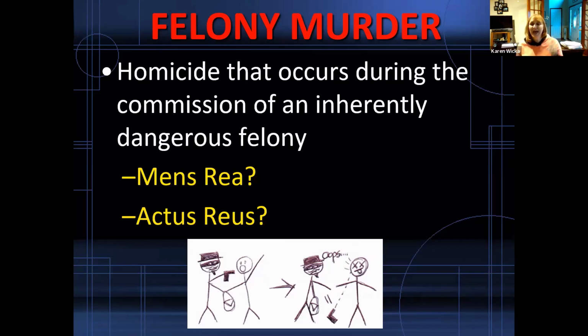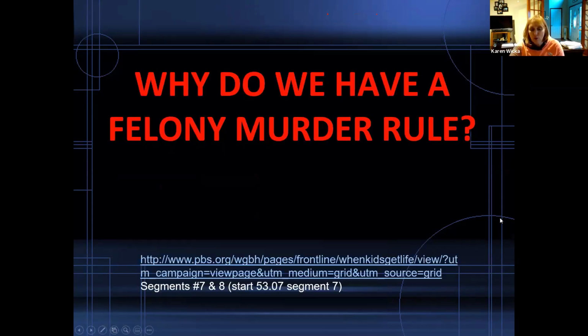As long as you intended to commit the felony, we're going to take that intent and put it on you for taking the life of another person. So it doesn't fit perfectly in murder 1 or murder 2, but it's its own crime. So whenever you see somebody committing a felony and somebody dies, automatically think felony murder. Okay. So why do we have the felony murder rule?